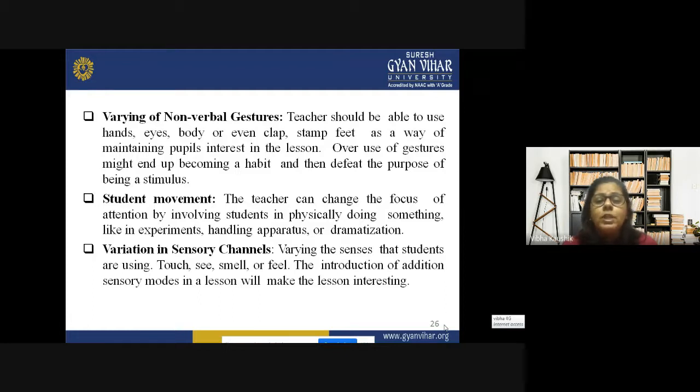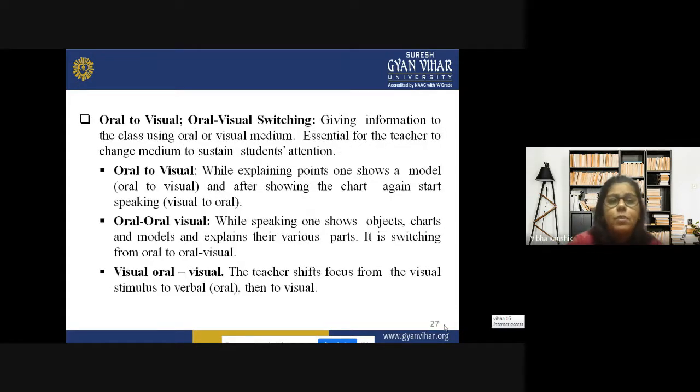Student movement: the teacher can change the focus of attention by involving students in physically doing something like an experiment, handling apparatus, or dramatization. Variation in sensory channel: varying the sense that students are using, touch, see, smell, and feel. The introduction of additional sensory mode in a lesson will make the lesson interesting.